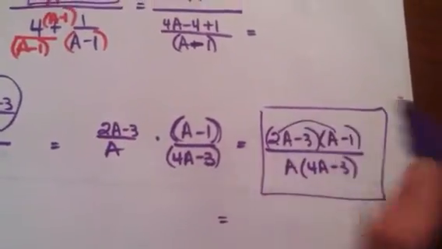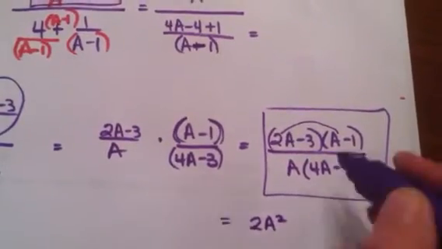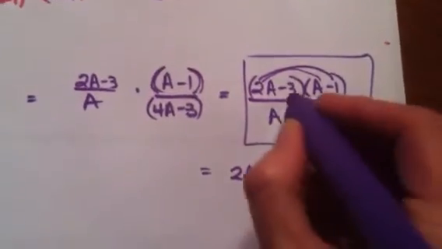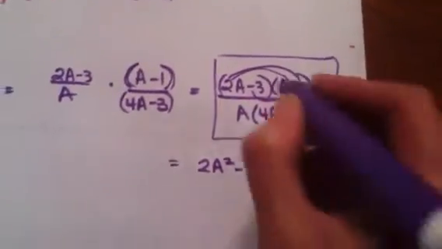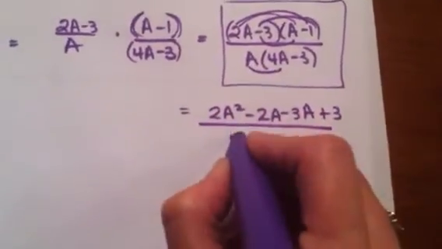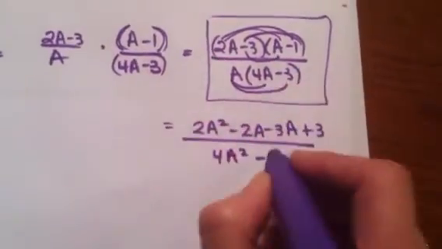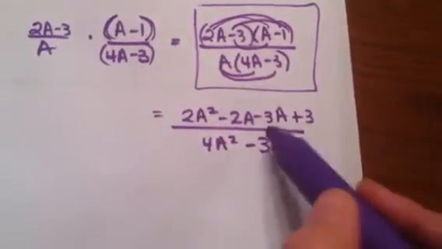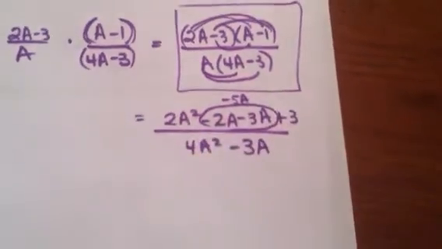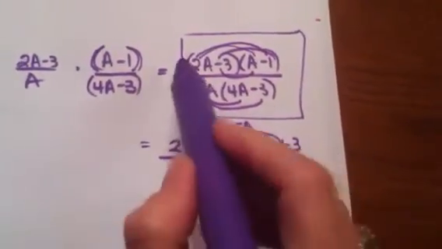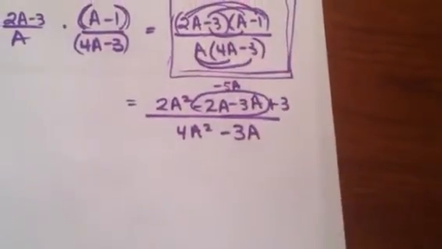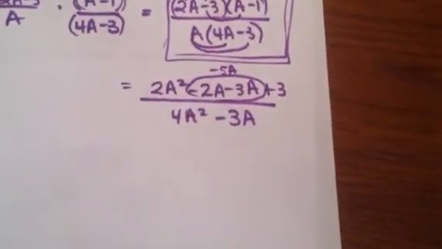They're probably going to go 2a times a is 2a squared. Then they're going to go 2a times negative 1 is negative 2a. And they're going to keep doing this, negative 3a plus 3 all over, and they're going to multiply this one in, 4a squared minus 3a. Then they're going to add like terms right here, which is going to give you negative 5a, and that's going to be their final answer. You can do that if you want, but I am good with you just leaving it like this in factored form. I actually prefer it this way so that you can see what cancels and what doesn't.